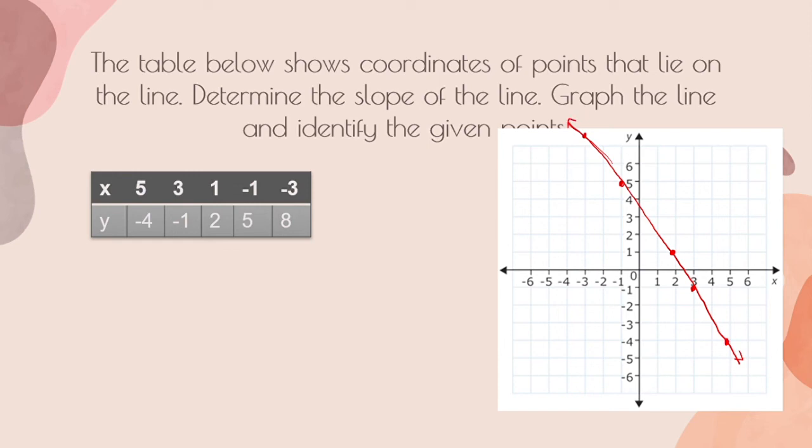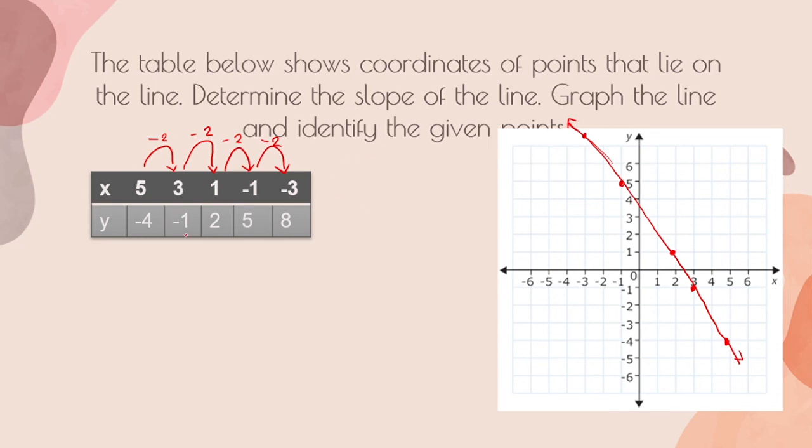Alright, so let's see how the changes in x and y behave. So first, let's have the change in x. So 5 to 3, coming from 5, you have 2 less, so minus 2. 3 to 1, that is minus 2 again. 1 to -1, that is minus 2 again. And then -1 to -3, that is minus 2 again. So we can clearly say that the change in x is -2.